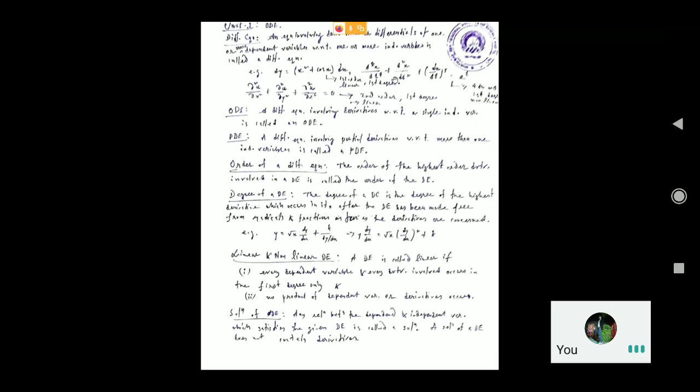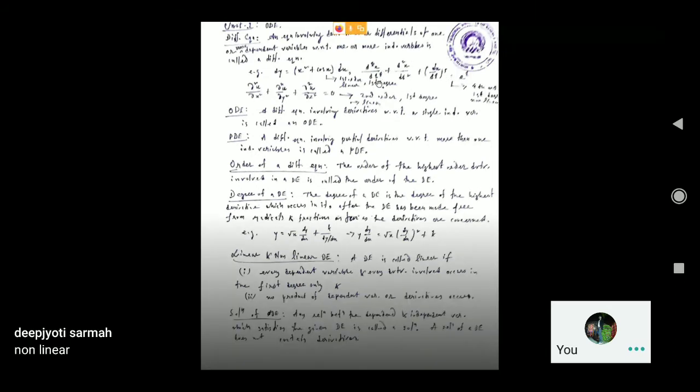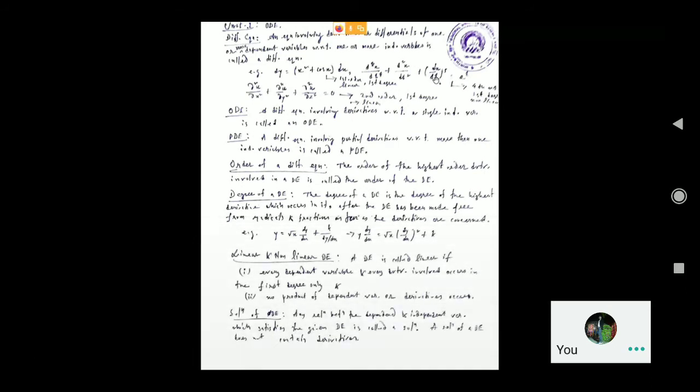Is every derivative of first degree? This fourth order derivative is of first degree. Second order, that is of first degree. But here is a first order derivative which is of fifth degree. Hence it is non-linear. Understood? So the degree of the differential equation may be 1, but still it may be non-linear.